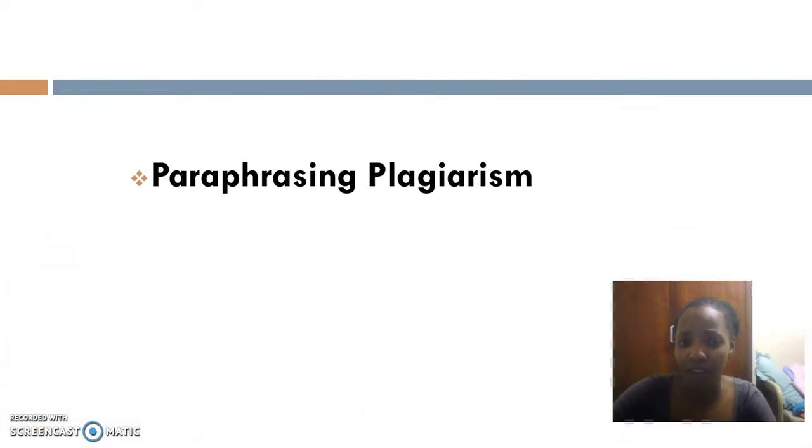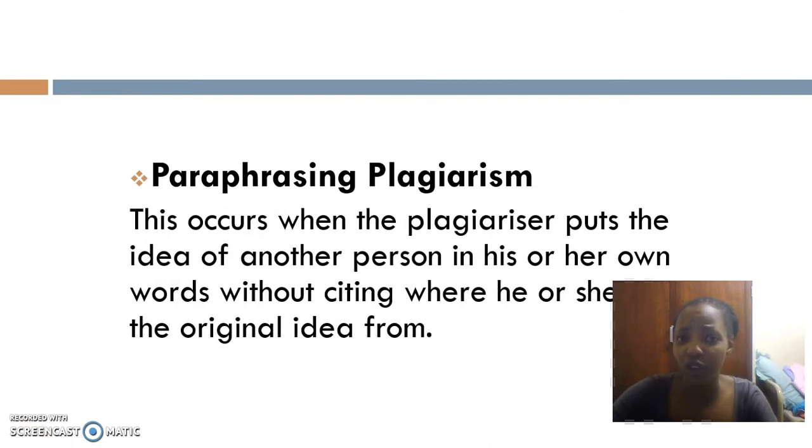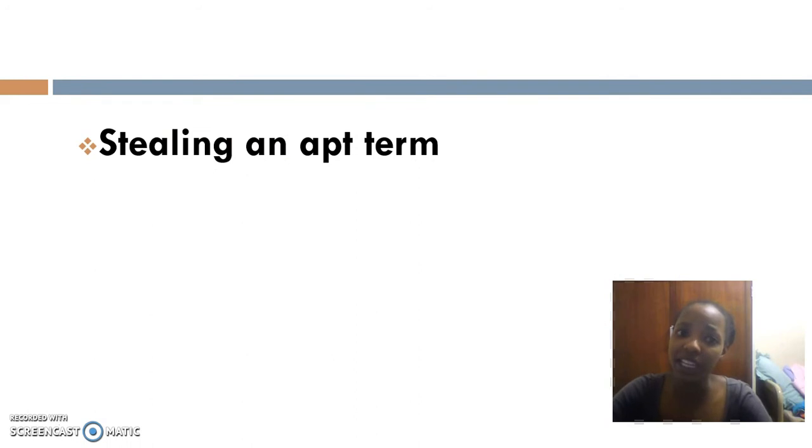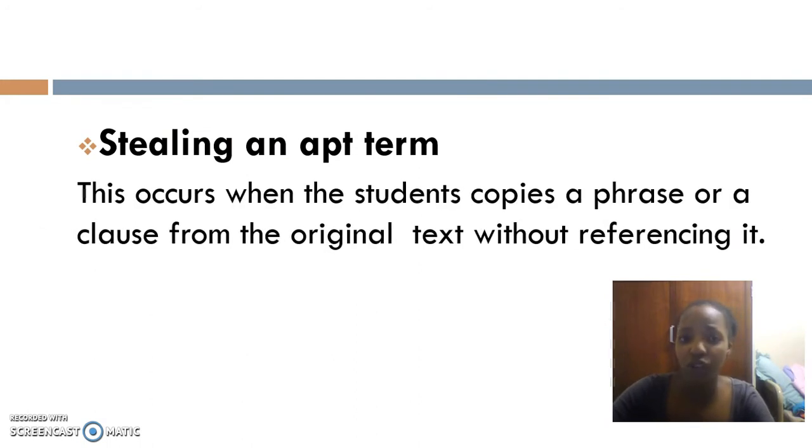And then we have paraphrasing plagiarism. This occurs when the plagiarizer puts the idea of another person in his or her own words without changing the original idea, and then that person does not cite where he or she got the original idea from. And then we have stealing an apt term. This occurs when the student copies a phrase or a clause from the original text without referencing it.